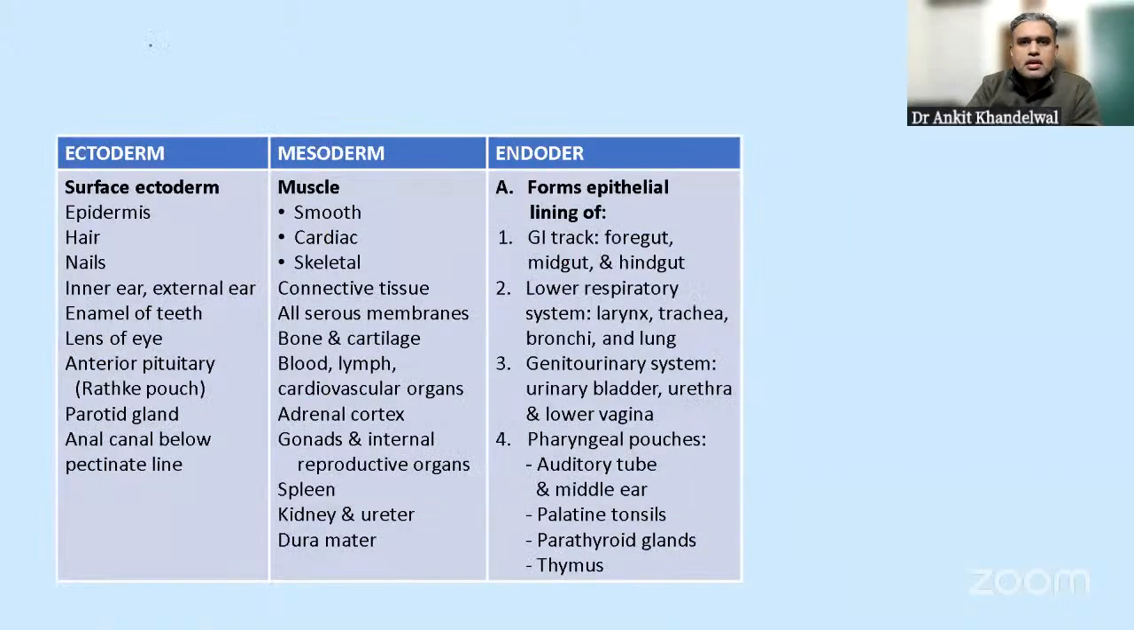Let us see one more table. Derivatives of the ectoderm. Let us see surface ectoderm. Remember surface ectoderm? It basically gives rise to skin, hair, and nails, and not the entire skin, only the epidermis part of the skin. So skin, hair, and nails.